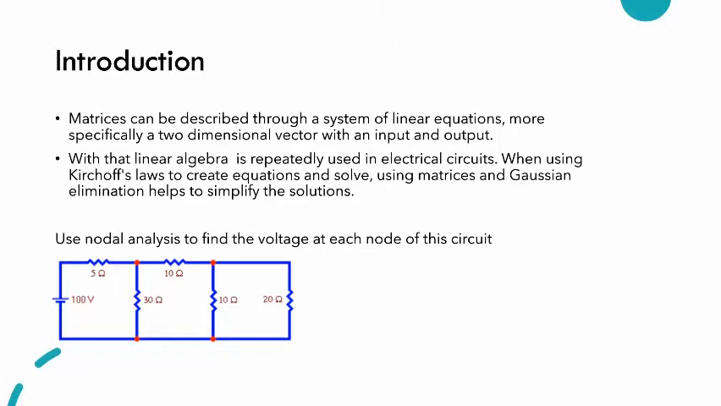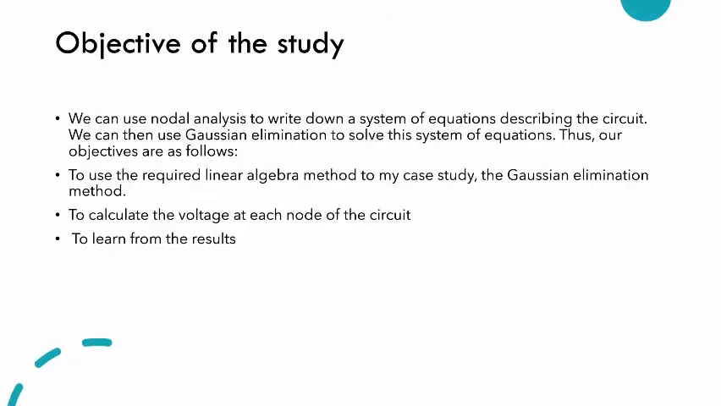This is our problem. Use nodal analysis to find the voltage at each node of this circuit. Our objective for the study: we can use nodal analysis to write down a system of equations describing the circuit. We can then use Gaussian elimination to solve this system of equations. Thus, our objectives are as follows. To use the required linear algebra method in my case study, the Gaussian elimination method. To calculate the voltage at each node of the circuit. And finally, and most important, to learn from the results.